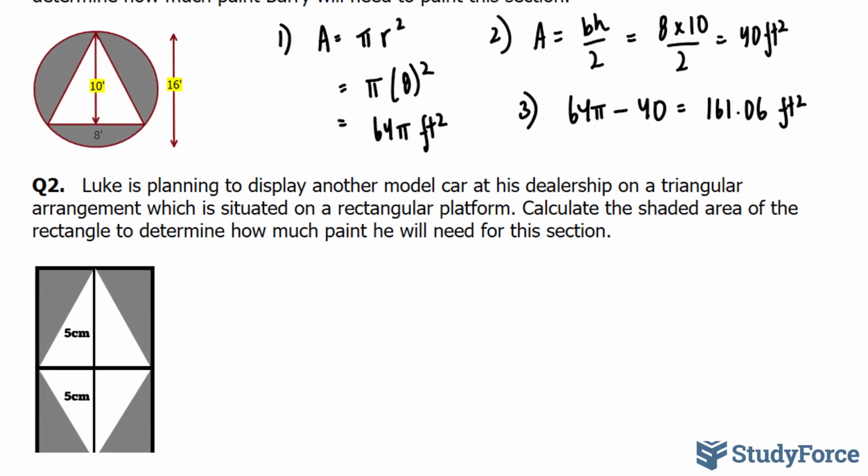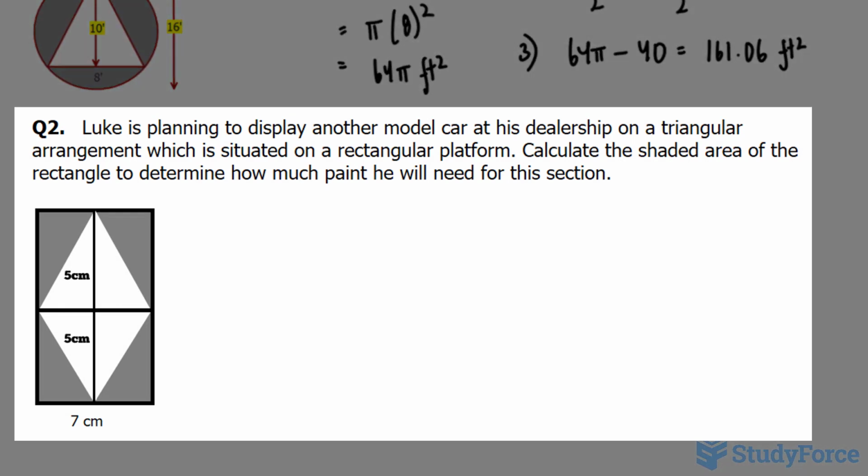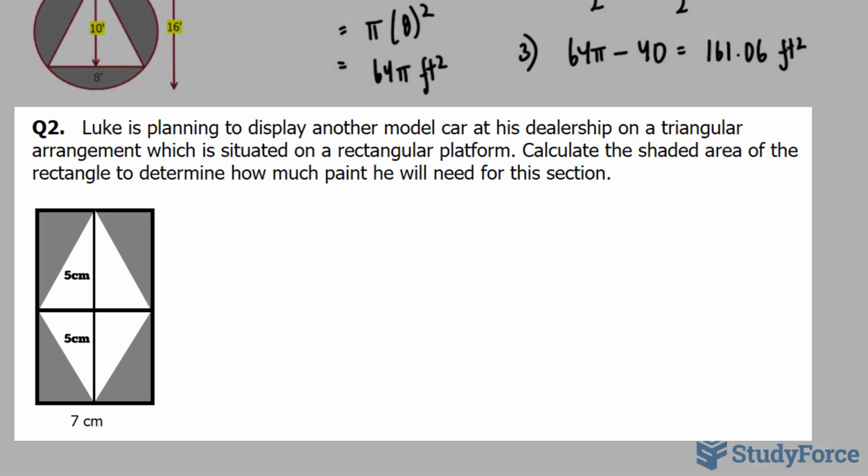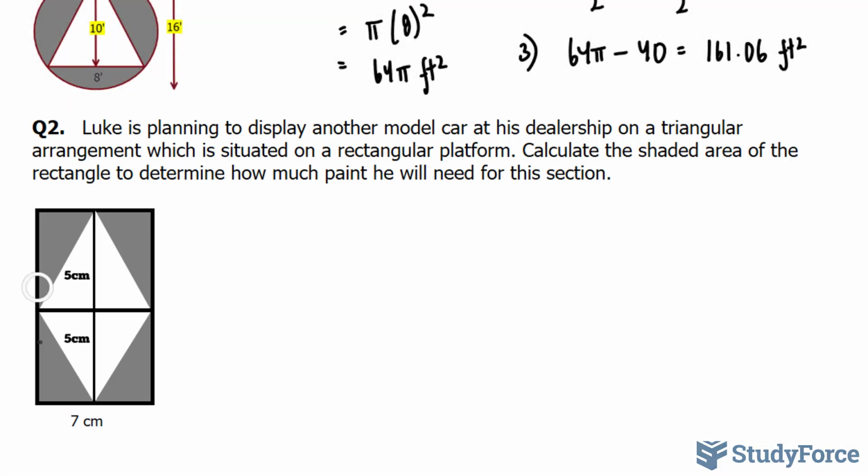In question number 2, we're asked, Luke is planning to display another model car at his dealership, this time on a triangular arrangement which is situated on a rectangular platform. Calculate the shaded area of the rectangle to determine how much paint he will need for this section. What we have here is a rectangle, and inside we have 2 triangles. The triangles are the same dimension. So the first thing that we have to do is find the area of the rectangle, but unfortunately we're only told the width. To find the length, you'll notice that this triangle is 5 units long, and this triangle is 5 units long as well.